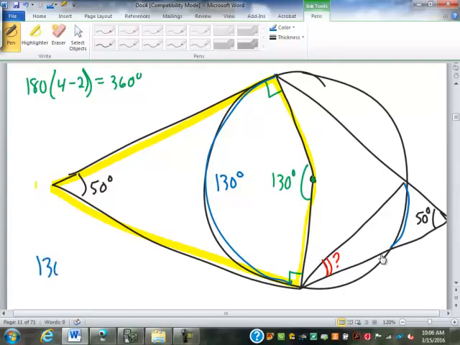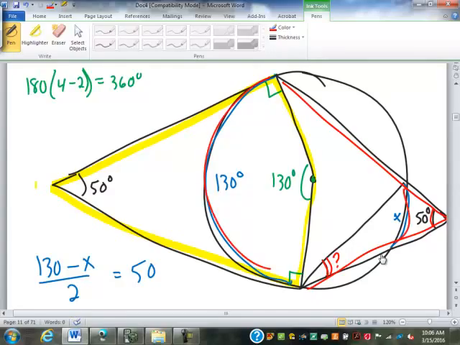Which means we can find this arc, because 130 minus, if I call that x, x over 2 has to equal 50. Everybody see where that came from? Because the 50 here is off of these two secant lines. So that 50 came from taking this arc minus this arc and dividing by 2. So 130 minus x divided by 2 has to give us that 50 degree angle. Does that make sense?